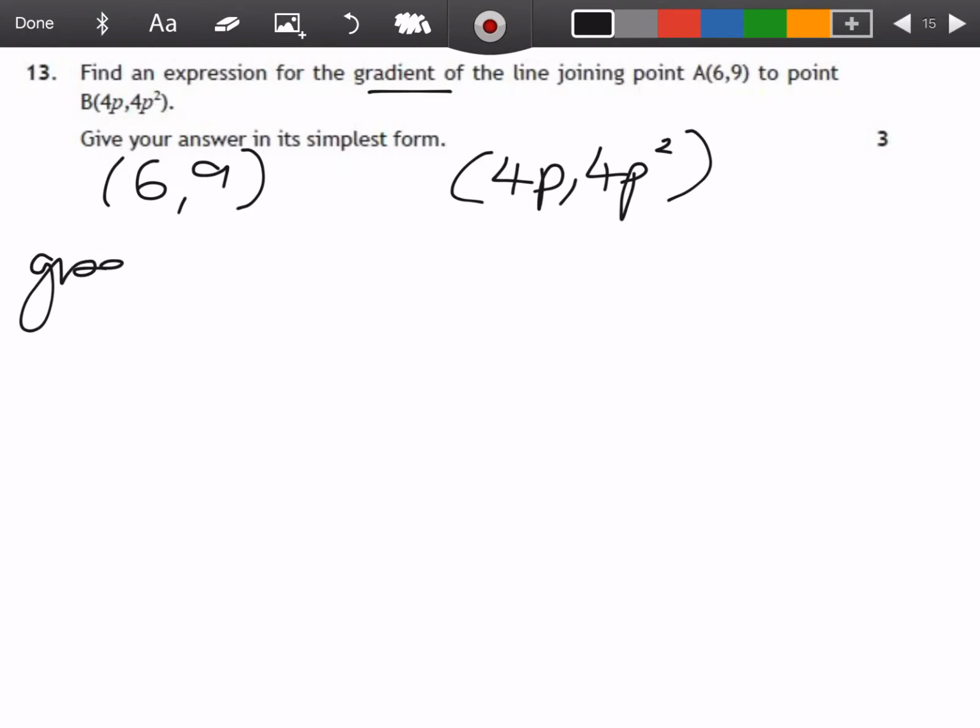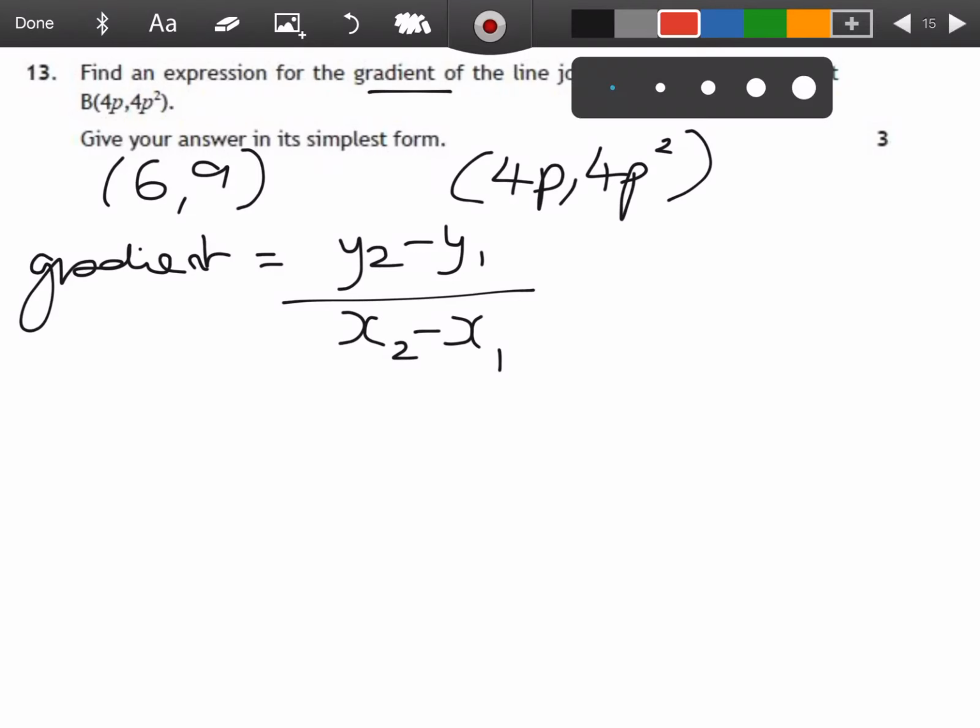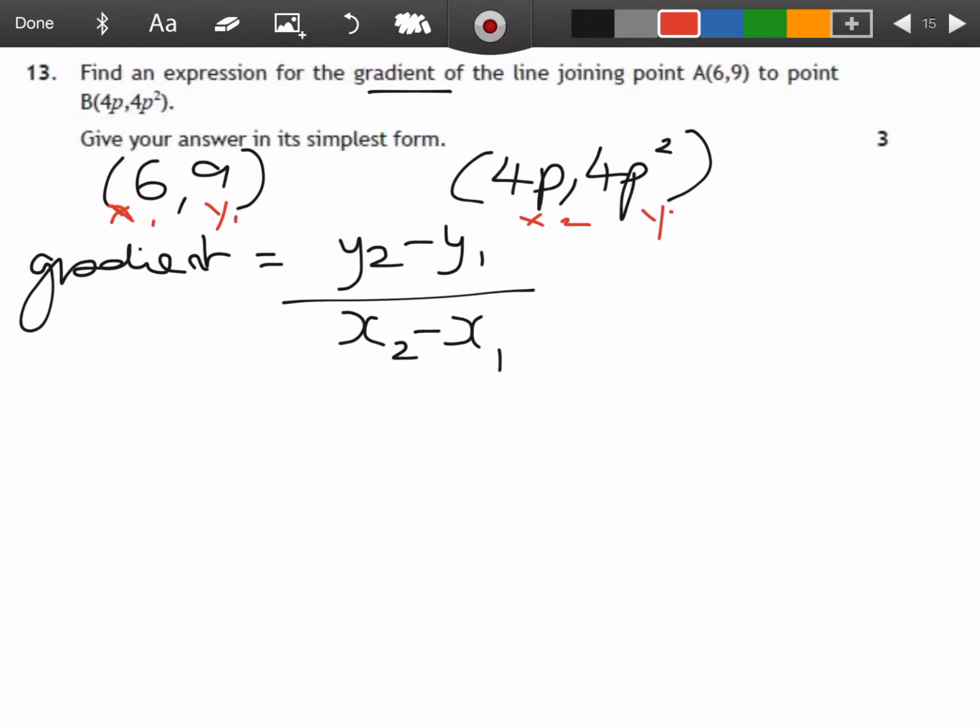How do we find the gradient? There's a gradient formula. To find the gradient, it's y2 minus y1. Remember, this is not given in the exam. It's not on the formula list. When you're using this formula, please make sure you label the points. So this could be point 1. I'll call it x1 and y1. And I'll call this one x2 and y2.